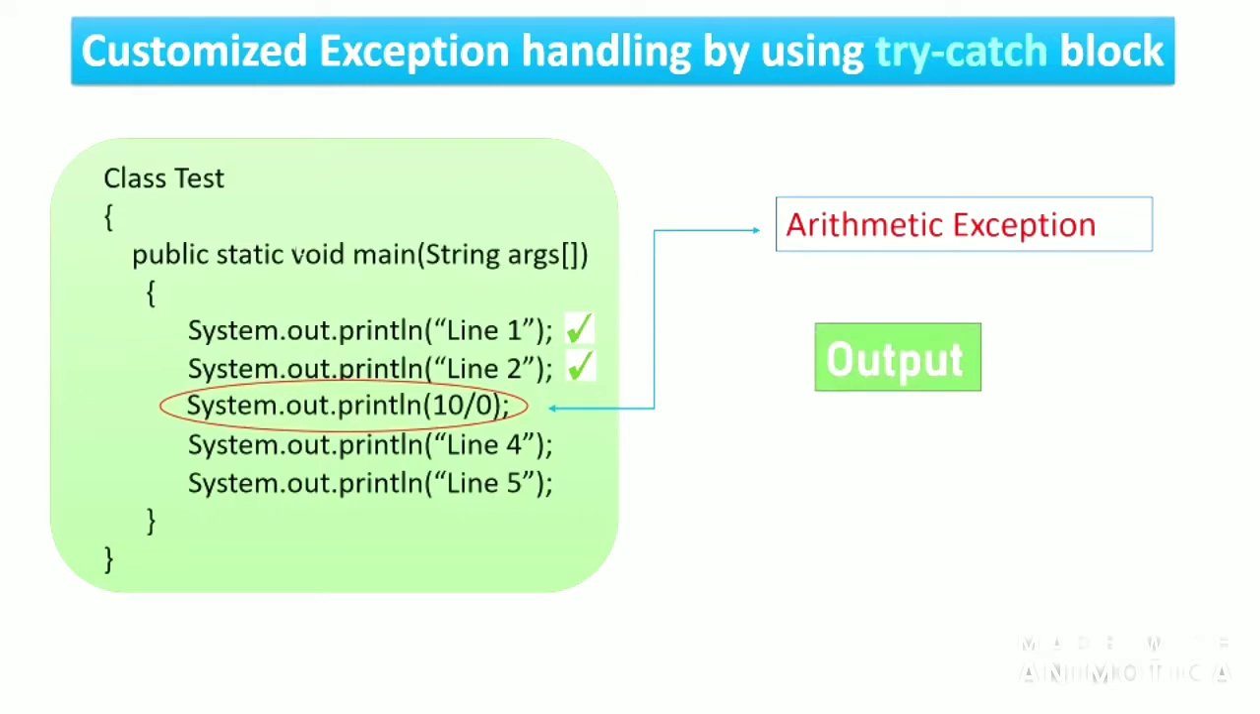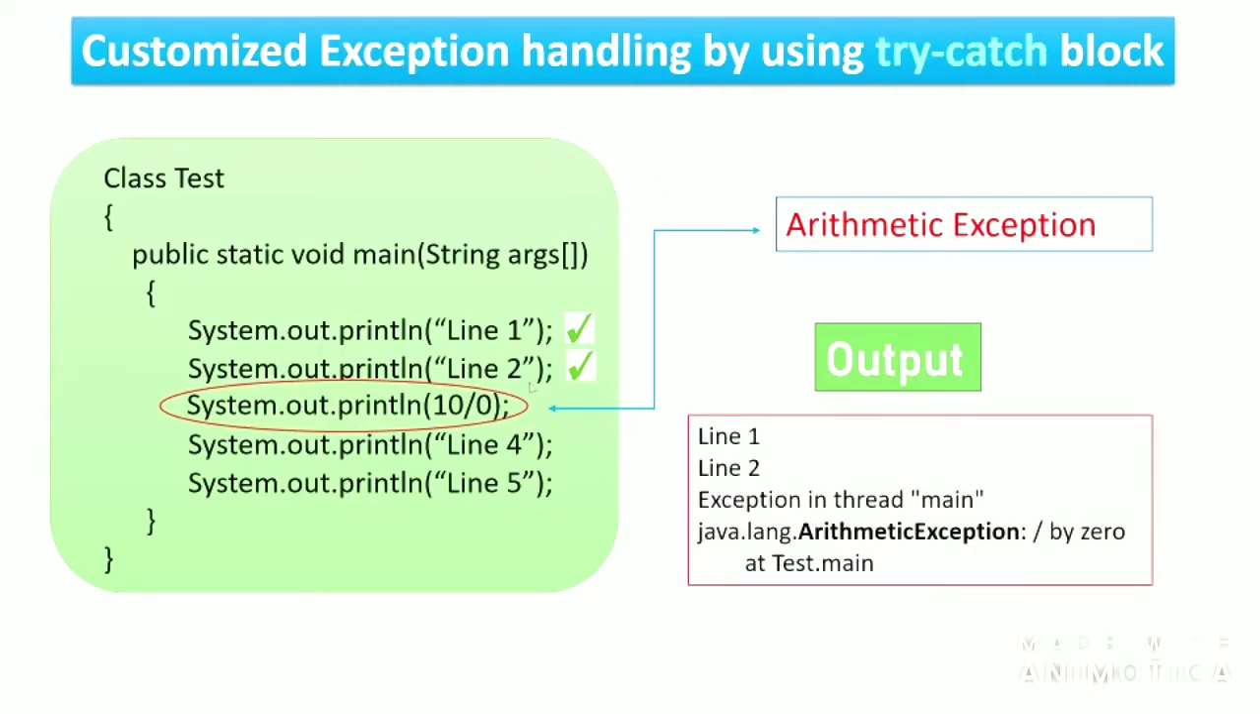So let's understand what the output should be when we execute this code with the help of the compiler. Line 1 will be executed perfectly, line 2 will be executed perfectly, but the third line, System.out.println 10 division by 0, raises an exception of type ArithmeticException. When we run this code, this output will be shown: Exception in thread main java.lang.ArithmeticException: division by 0 at Test.main. Now these two statements will not get executed.